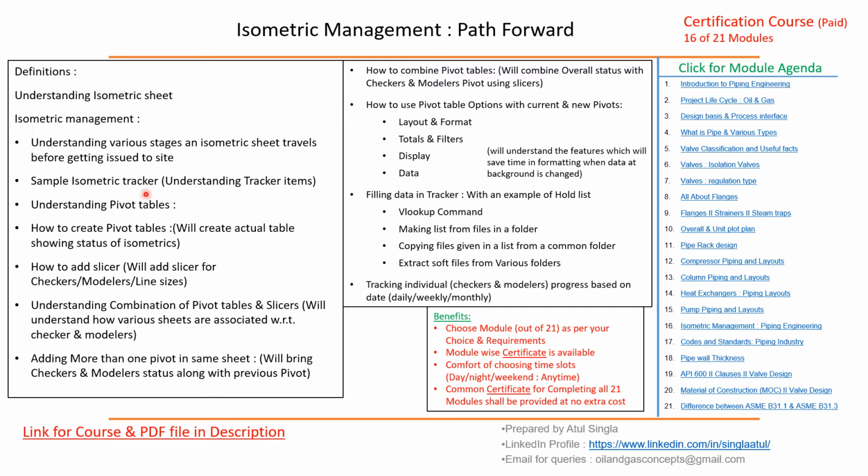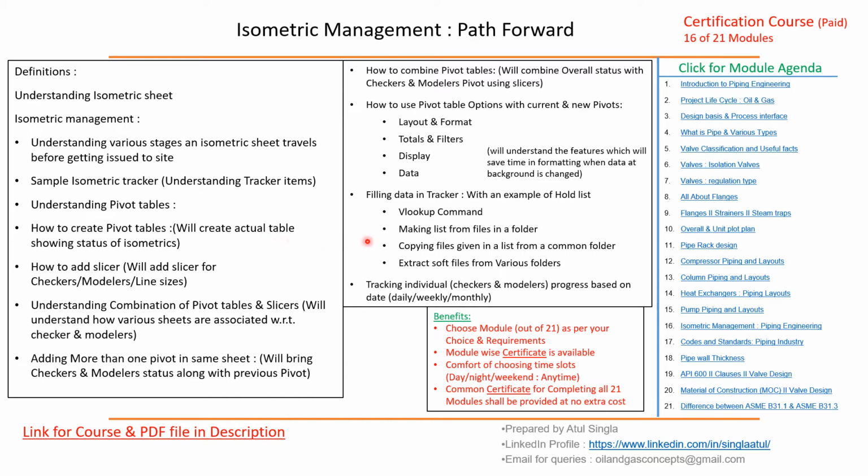Then we need to understand what is an isometric tracker and what are the mandatory items which need to be there in any isometric tracker. After that, we'll try to understand pivot tables. If many of you already know pivot tables, then it is okay. Even if you don't know what a pivot table is, how to create and use one, we'll try to learn in this section how to create pivot tables, and we'll practically implement them in a tracker. We'll see in this video.